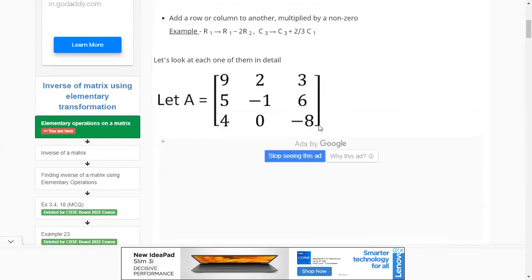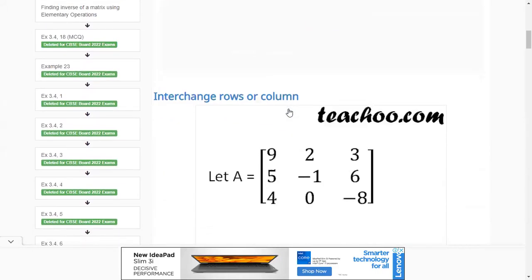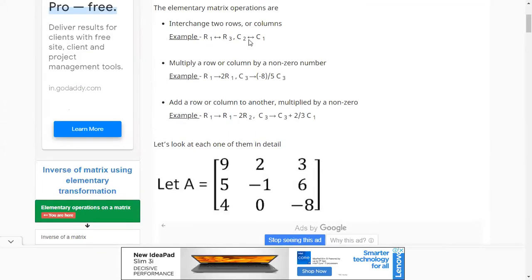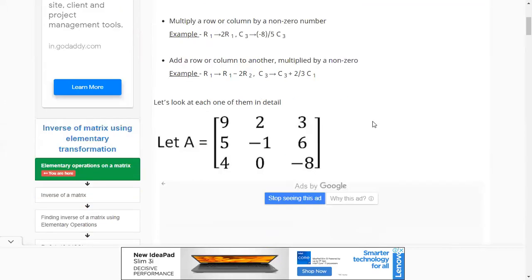Yes, I was asking the order of this matrix. So it is 3 cross 3. Remember students, these are elementary row operations, and we perform them to find the inverse of the matrix. The inverse of a matrix can be found only if the matrix is a square matrix. So it should be 2 cross 2, 3 cross 3, or 4 cross 4. Only then can you find the inverse of the matrix. So specially we do these elementary operations to find the inverse.